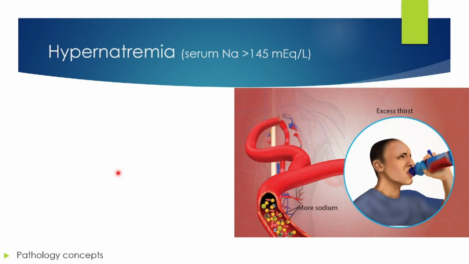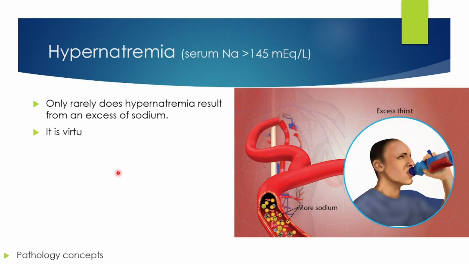Let's discuss hypernatremia. Only rarely does hypernatremia result from excess sodium. It is virtually always due to a deficit of water. Most cases of hypernatremia seen in hospital practice are elderly patients with varying degrees of impairment of mental function, and the mechanism is either an impaired thirst drive or debility with inability to obtain water. If the amount of water provided is inadequate, or if insensible losses are increased by fever or high environmental temperature, hypernatremia results.